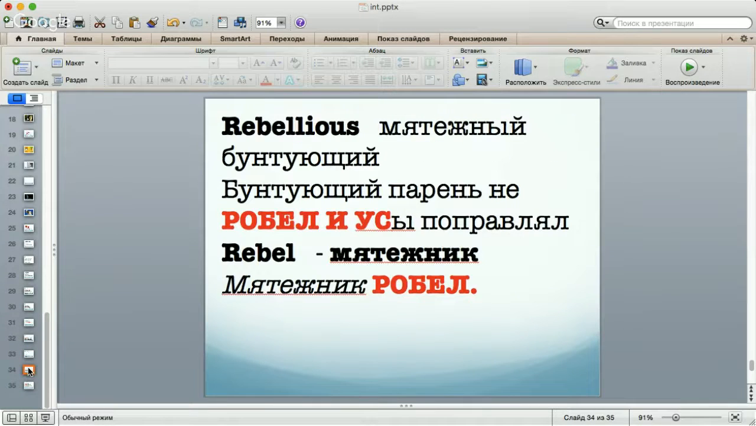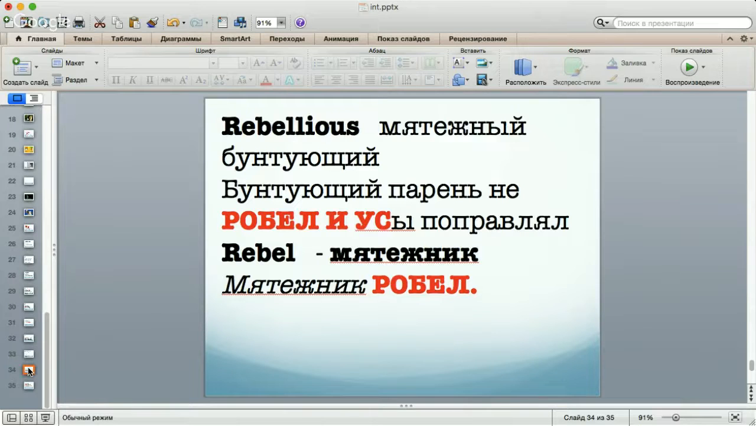Okay, and one more. Rebellious. Rebellious is the one who is really disobedient, the one who doesn't like following the rules, and the one who is not keen on obeying the law. So he can be against some rules, he can be against the law, he can be even against the government. Quite a dangerous thing, but anyway.